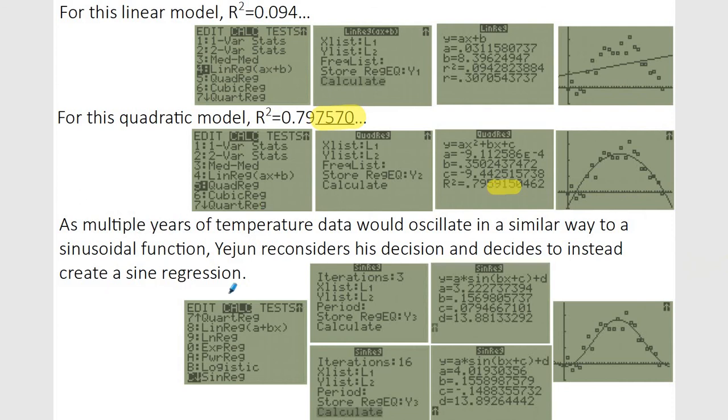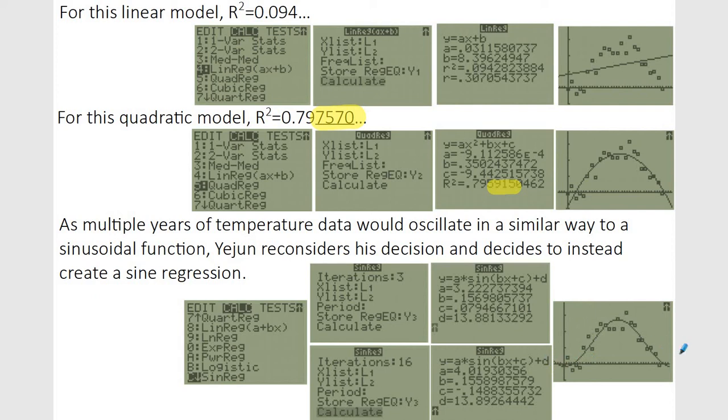So Yoojun decided to create a sine regression, and this one actually makes sense. Now for the iterations, you can pick a number between 3 and 16. I think it goes to how exact it is. I think that's how they described it. So if you say 16, your calculator will tend to go slower. So you'd be fine leaving it at 3 as a default. Okay, I stored all of these equations so that I could graph them with my scatter plot, and then I just screenshotted it.